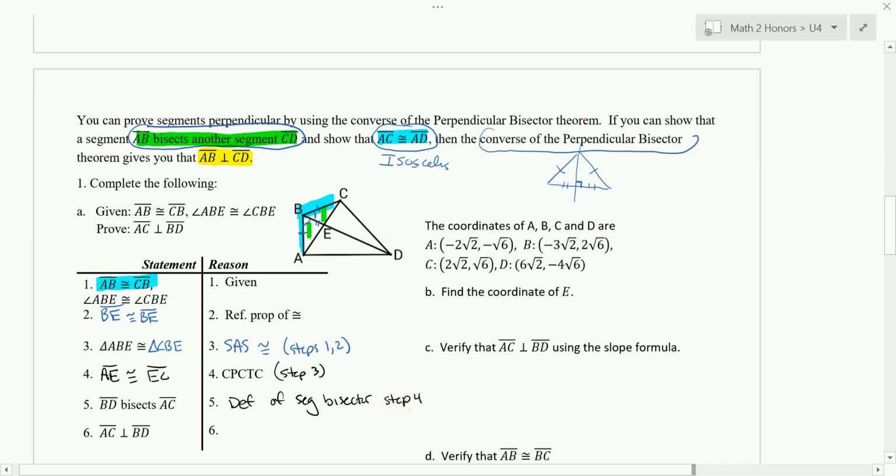And so that is the second part we need. So we have the isosceles situation, and we have a segment bisector. If I have those two things in my proof, then I can call upon the converse of the perpendicular bisector theorem to finish it off. And so that is what we're going to do for step 6.